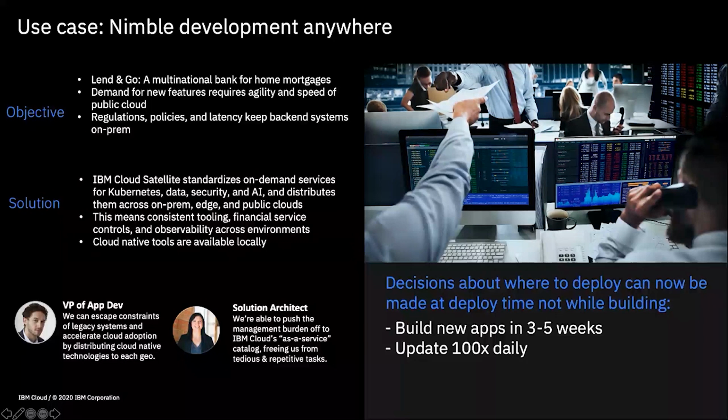So what IBM Cloud Satellite could do is standardize on on-demand services for Kubernetes, data, security, and AI, and distribute them across on-prem, edge, and public cloud. This means consistent tooling, financial service controls, and observability across environments, and cloud native tools that are available locally. This allows someone like Linden Go to build new applications in weeks instead of months. And they can update their applications hundreds of times a day if they so choose. This was one of the very first use cases that we tackled with Satellite.